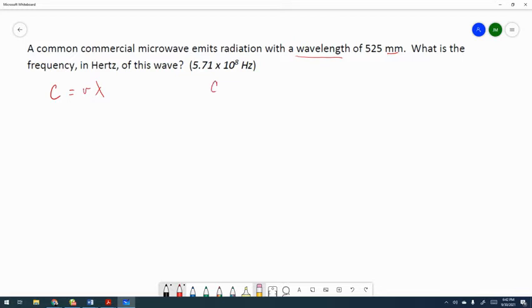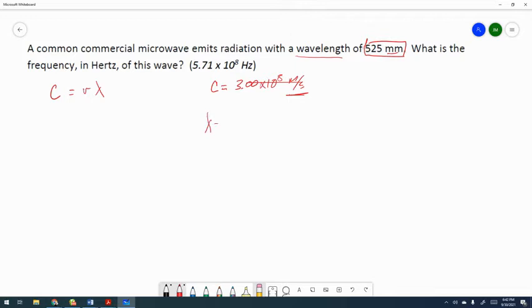So we know c. c is always 3.00 times 10 to the 8 meters per second, unit meters per second. We're currently in millimeters, so we're going to have to convert 525 millimeters to meters before we can plug that in.